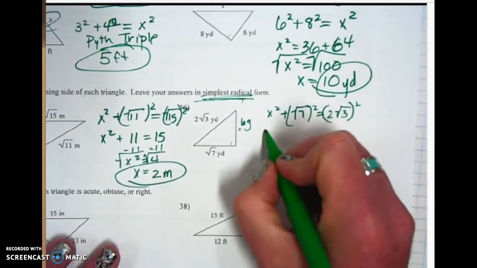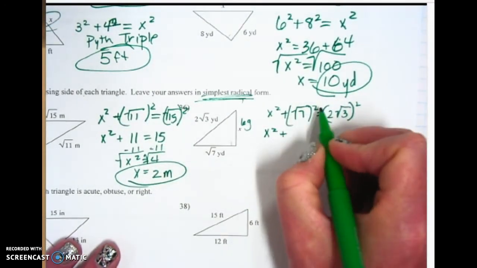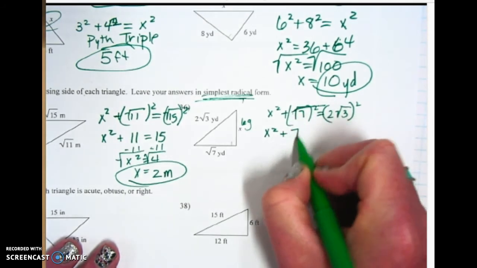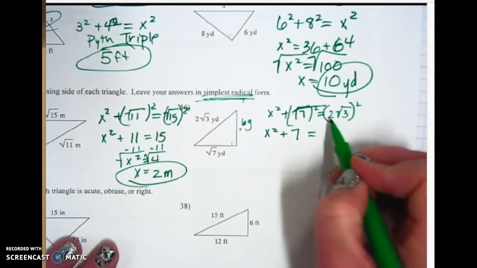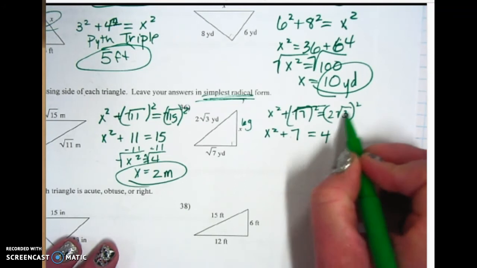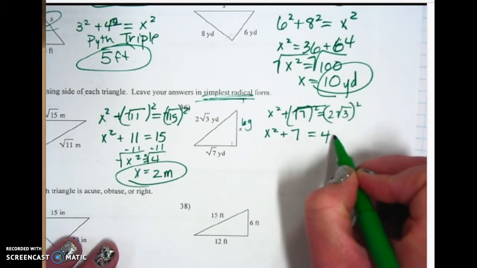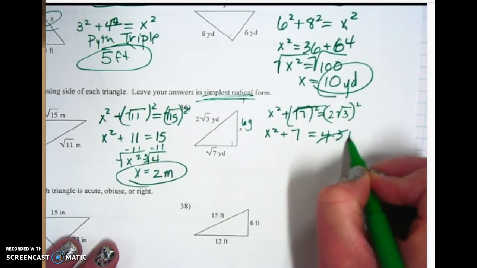When we go to simplify, we get x squared plus squaring something that's being square rooted. It's what's inside. This one's a little bit trickier. You go 2 times 2, which is 4. Square root of 3 times the square root of 3, which is 3. So 4 times 3 is 12.